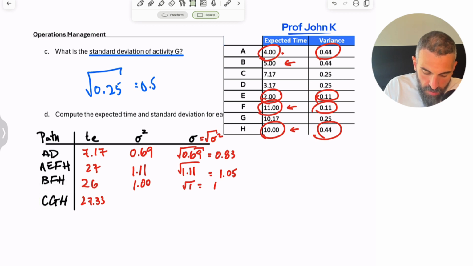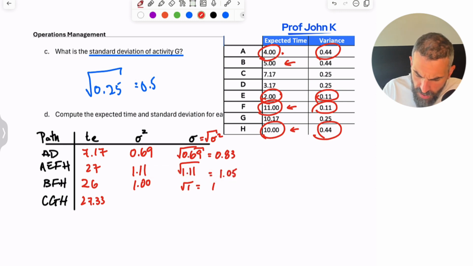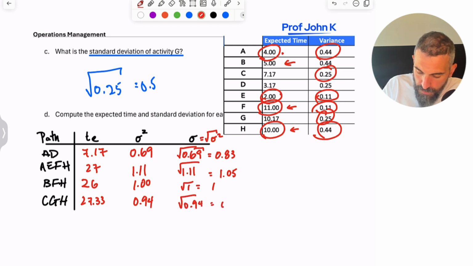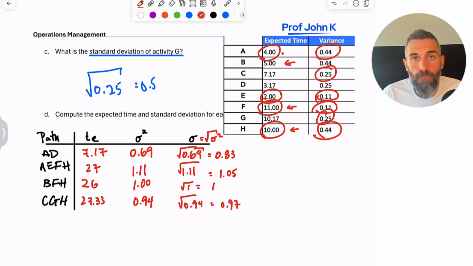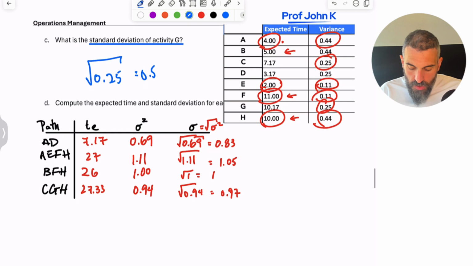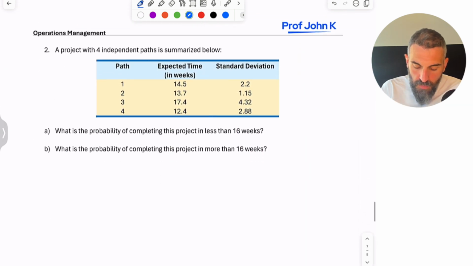We don't typically talk about critical paths in this method, but there it is if ever. Then the variance, if you were to add up the variances for CGH, you get 0.94. And then if you square root 0.94, you get about 0.97. Okay, so that is how you answer that particular question. And the next thing we're going to see is probabilities. So we're going to start a new question.